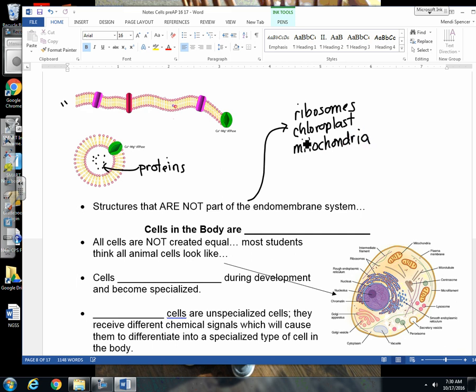I've never shown you a diagram where a vesicle from the chloroplast is breaking off and moving to the mitochondria. We've never seen anything like that. They're not part of the endomembrane system. The cytoskeleton would not be a part of it. Structures like the cilia and flagella would not be a part of it as well.